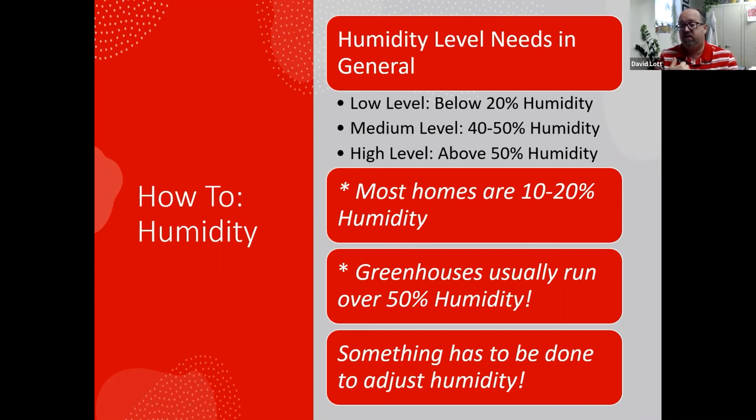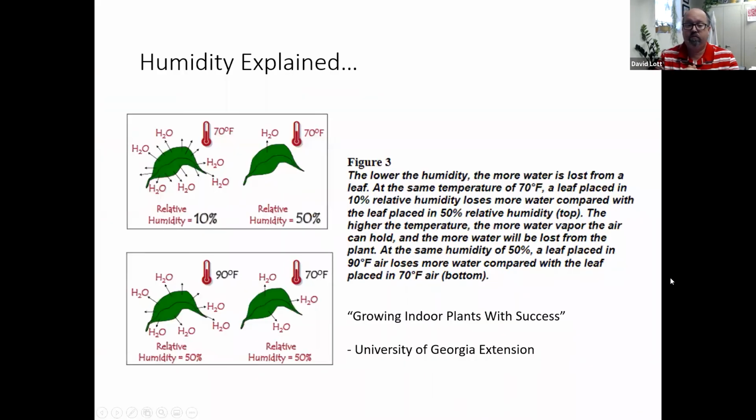A greenhouse is usually 50% or higher. And so we have to do some supplemental changes to the humidity level. So here's some graphs that'll explain humidity for us. If you look at our top here, we're at 70 degrees Fahrenheit, which is a normal temperature in a home, 65 to 70. So if we have relative humidity at 10%, look at all the water vapor that's going out. So it's really low.